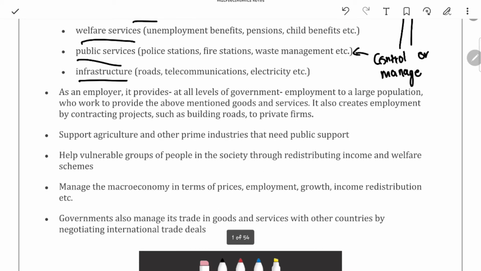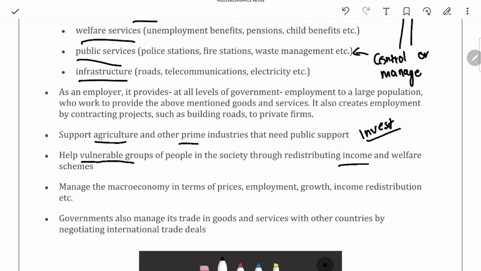We move on to what if the government is an employer in terms of consuming. They will support agriculture and other prime industries. That means some areas might be really poor, and the government will have to support their agriculture, support their farms. They'll have to invest in them to help those people. They will help vulnerable groups, like people that are disabled, for example. They provide services for them.